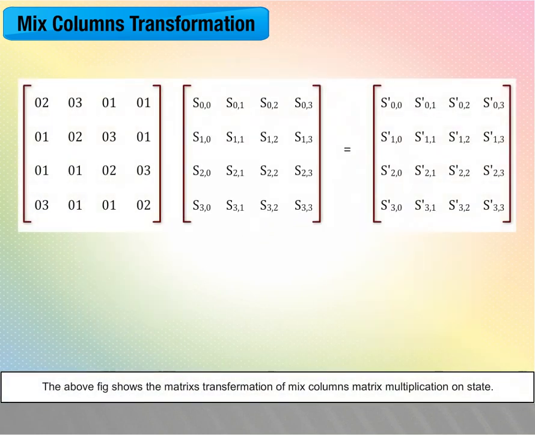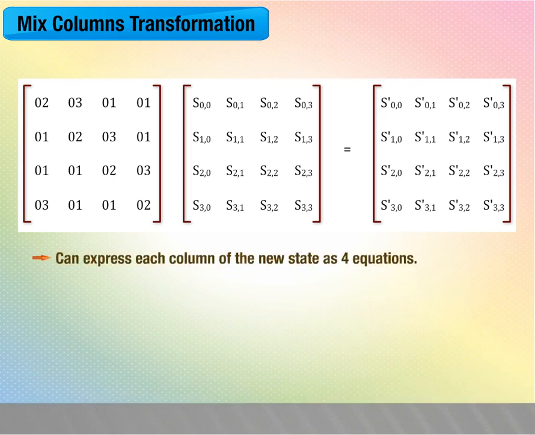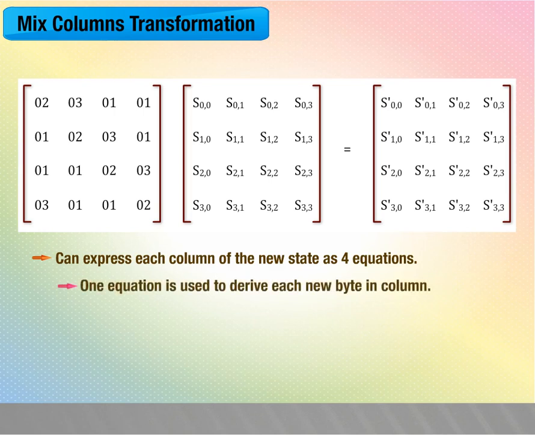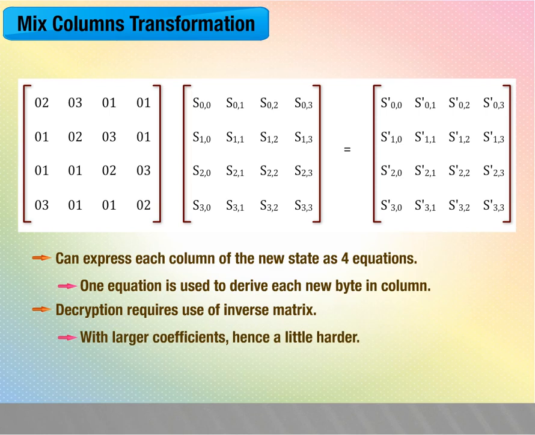The above figure shows the matrix transformation for mixed column matrix multiplication on state. We can express each column of the new state as 4 equations. One equation is used to derive each new byte in the column. Decryption requires use of the inverse matrix with larger coefficients, hence it is a little harder.